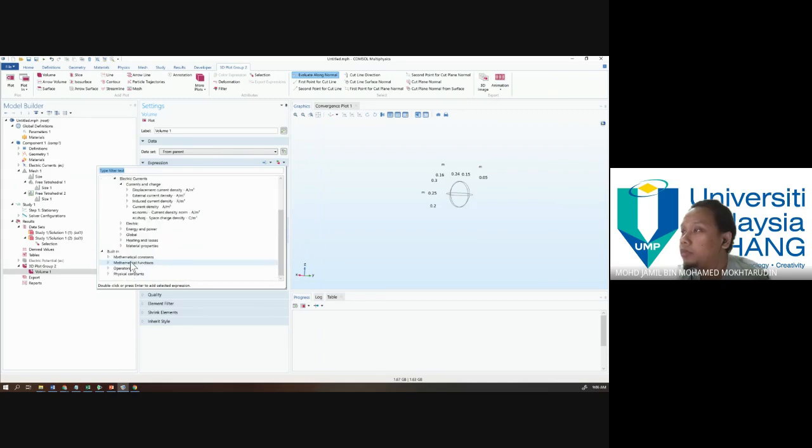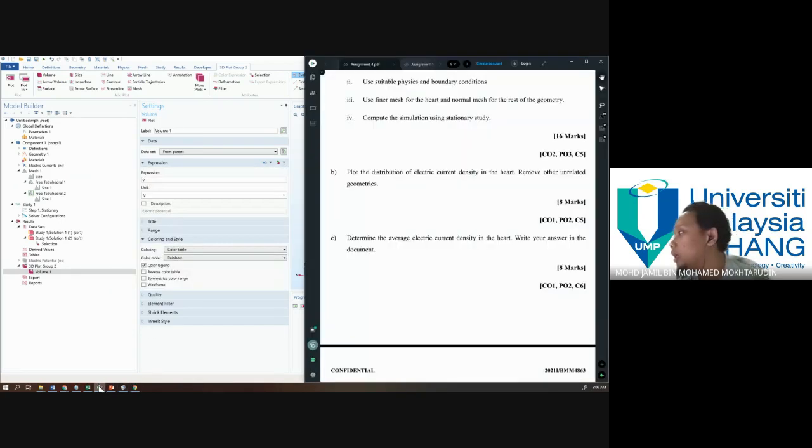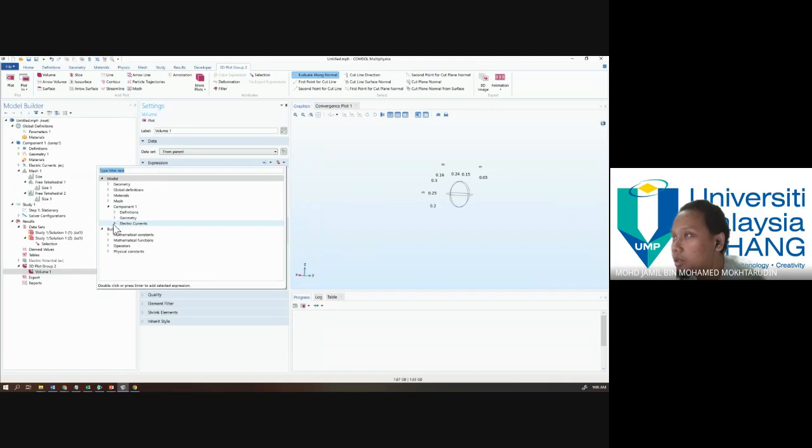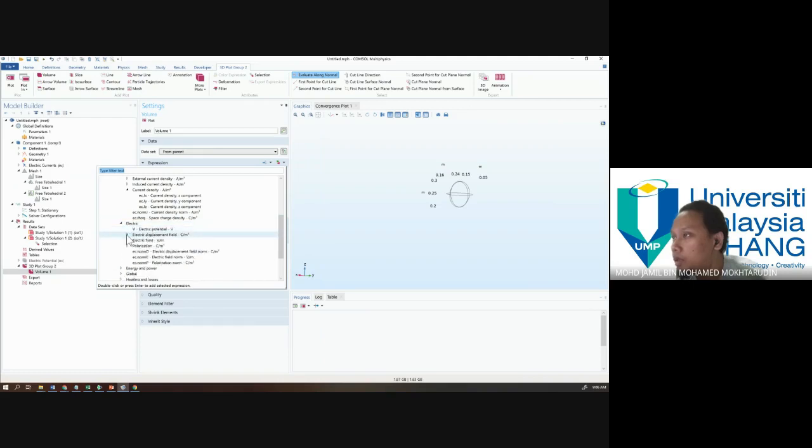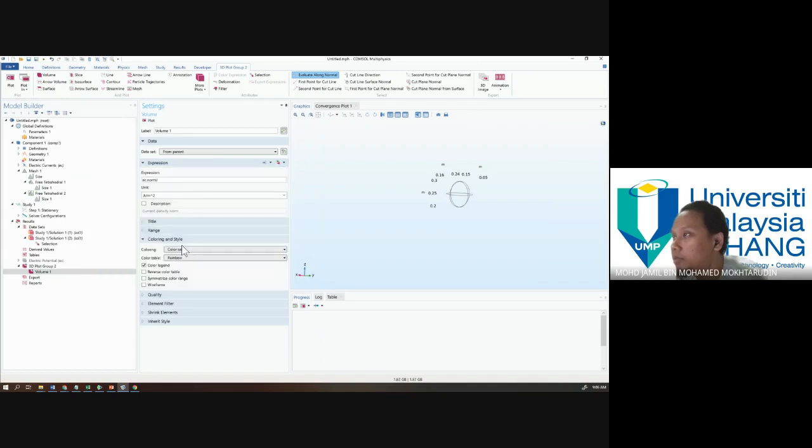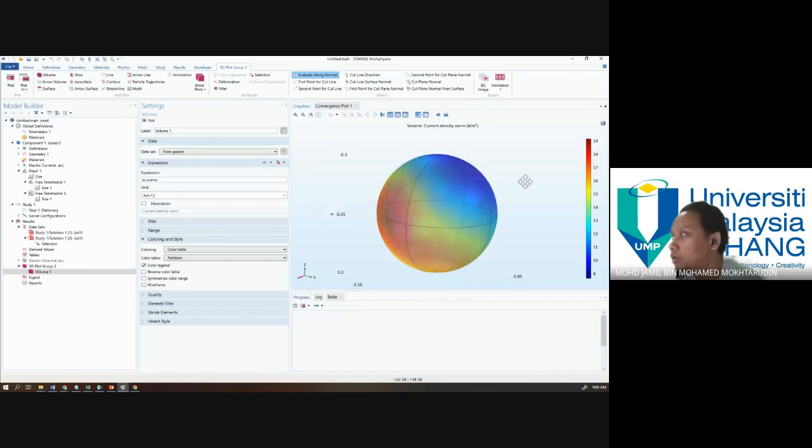Nope. Ni ke? Electric current density. Mana dah? Current. Nope, not this one. Electric displacement. Maybe this one, current density norm. Okay, so you get something like this.